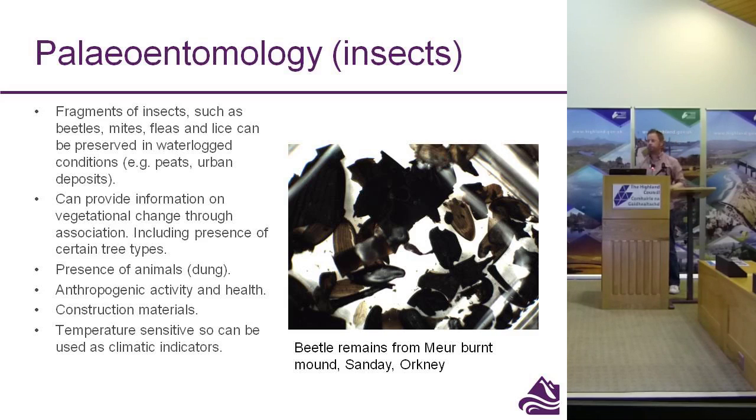Lots of insects are related to different tree types, different vegetation. It tells us a lot about the local ground conditions, but they also tell us about temperature change as well. So they're very sensitive to climate change. They won't stay in one place. If it gets too cold for them, they'll go.